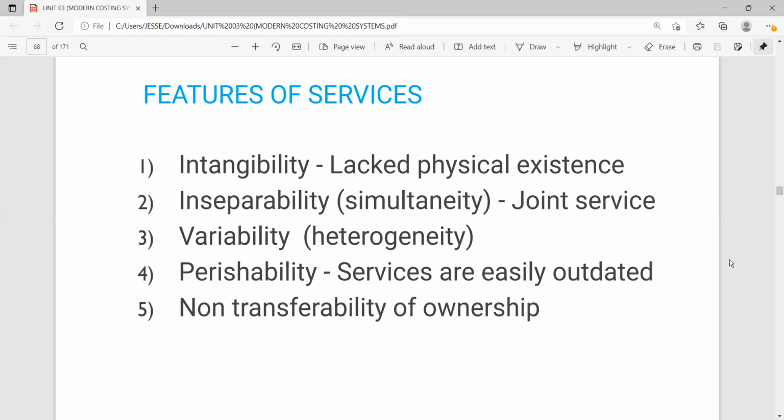Number 5, non or limited transferability of ownership. Very, very important. So what does this mean? It's sometimes difficult to transfer ownership of a service. That's why when you go to a barber shop, there'll usually be a lead barber or a barber who is very experienced, and the apprentice. Sometimes you would not want to cut your hair with the apprentice because of that. Limited transferability of ownership.